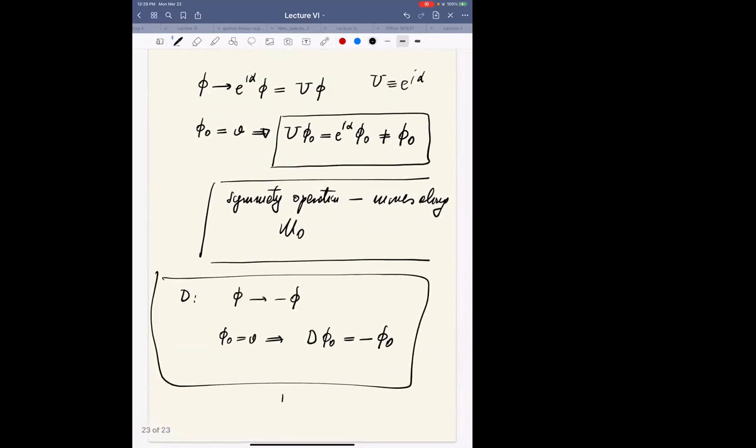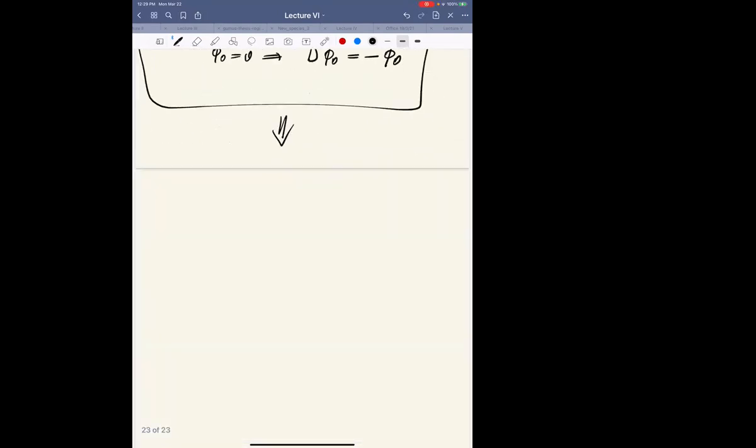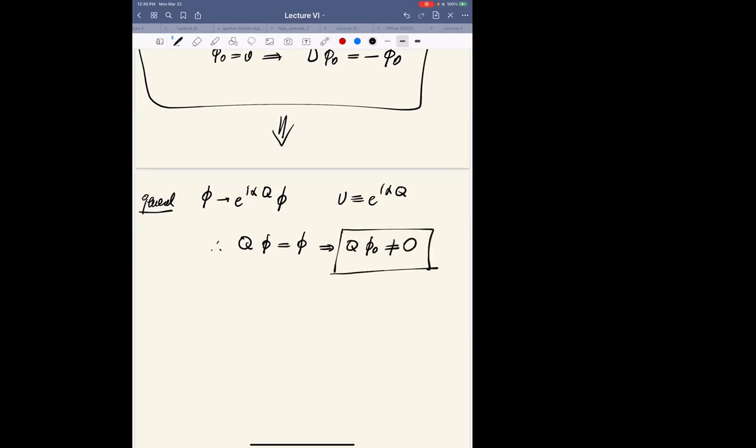But going back to the continuous one, I can write phi goes to e to the i alpha q phi. In general, there may be more fields and there is a charge associated with the transformation. So u really is e to the i alpha q in general. So what we are writing is q phi, I took it to be phi. This is just trivial, that's what I said. But that implies that q phi zero is not zero. You see what happens here?